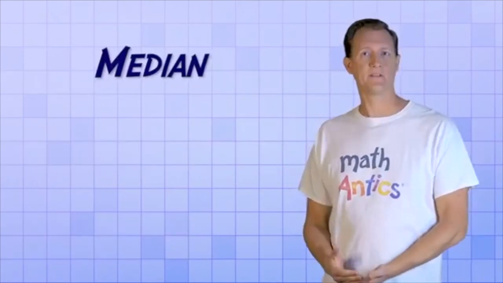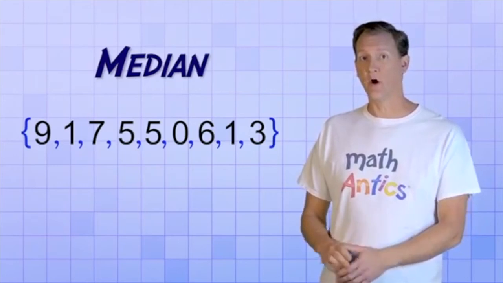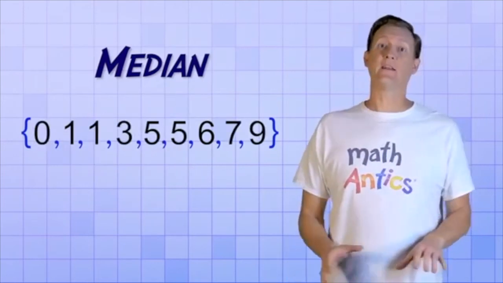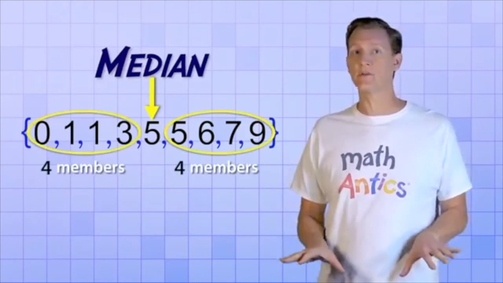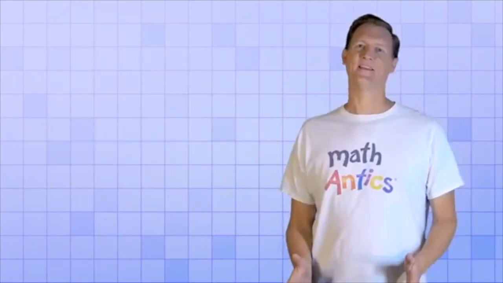So to find the median of a set of numbers, first you need to make sure that all the numbers are in order, and then you can identify the member that's exactly in the middle by making sure there's an equal number of members on either side of it. Okay, so far so good.